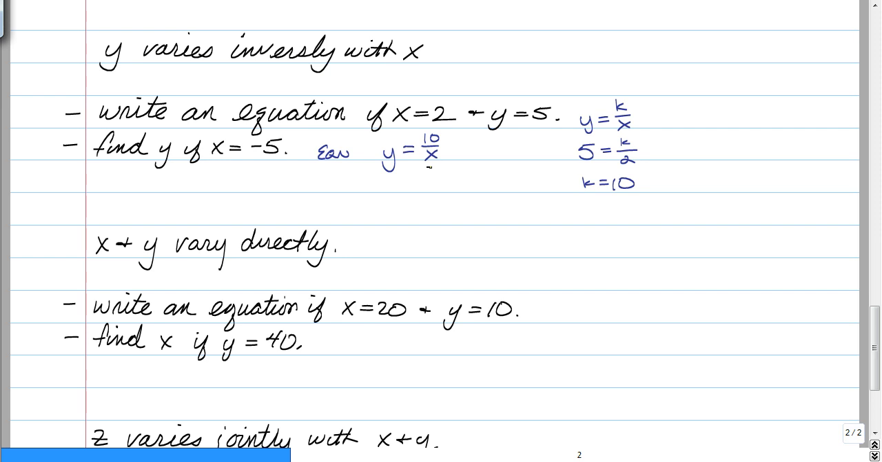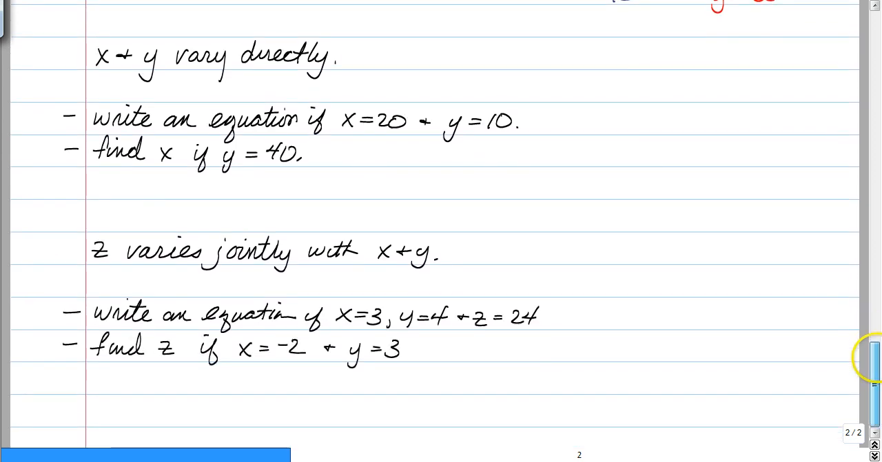Part 2 says find y if x is equal to a negative 5. So now what we're going to do is we're just going to use that equation, y is equal to 10 over x, and we're going to substitute in the negative 5 for x. So y is equal to 10 over negative 5, which means y is equal to a negative 2. And that's part 2 of this problem. So what you do is you first write the equation, and then you go back and do part 2 with the equation you found. Okay?